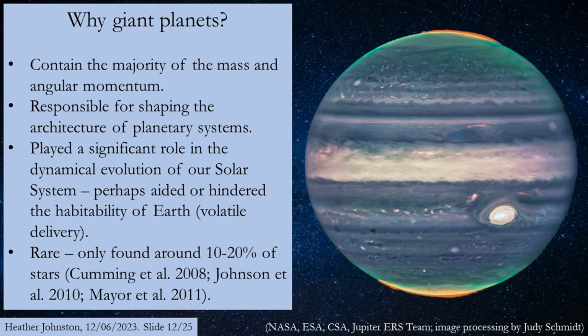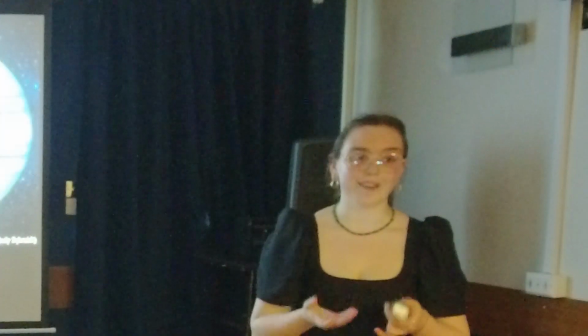And most importantly, these giant planets are very, very rare. They're only found around, at best, 1 in 5 stars, which is a very tiny amount when you think about how many planets that we have in the NASA archive. There's over 5,000, and only 1 in 5 or 1 in 10 of them have a giant planet.